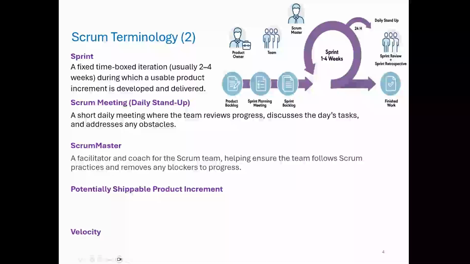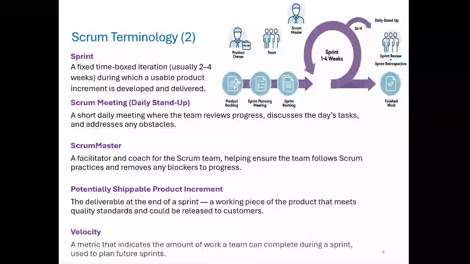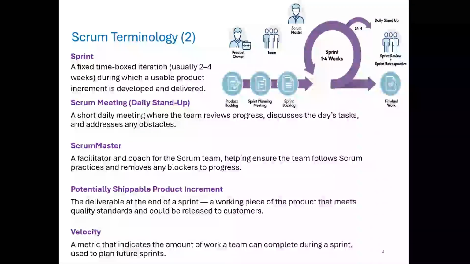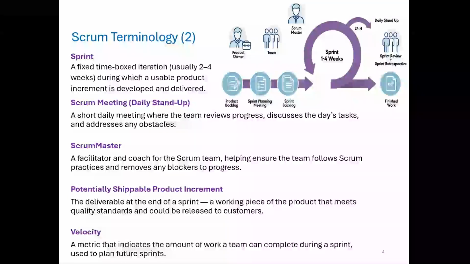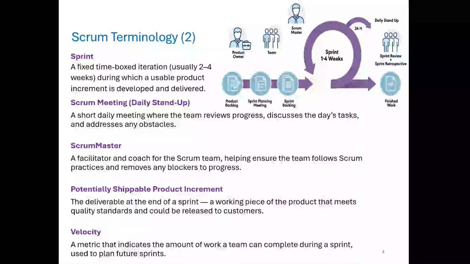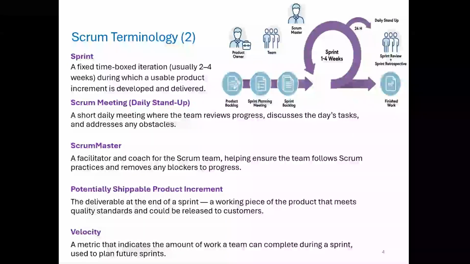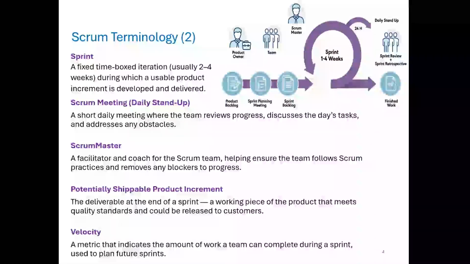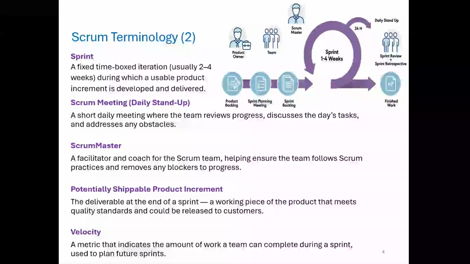This slide introduces more core components of Scrum's iterative process. Each of these plays a key role in ensuring the team is moving forward consistently and efficiently. A sprint is a time-boxed development cycle, typically 2 to 4 weeks. During a sprint, the team selects a set of prioritized tasks from the product backlog and works to deliver a usable product increment by the end of the period.